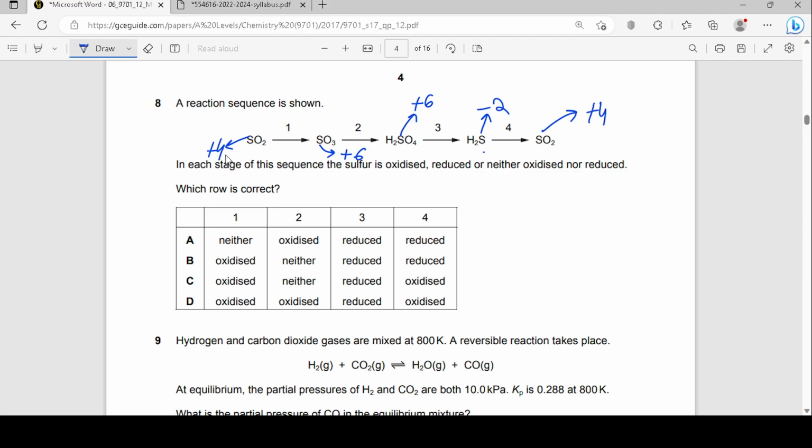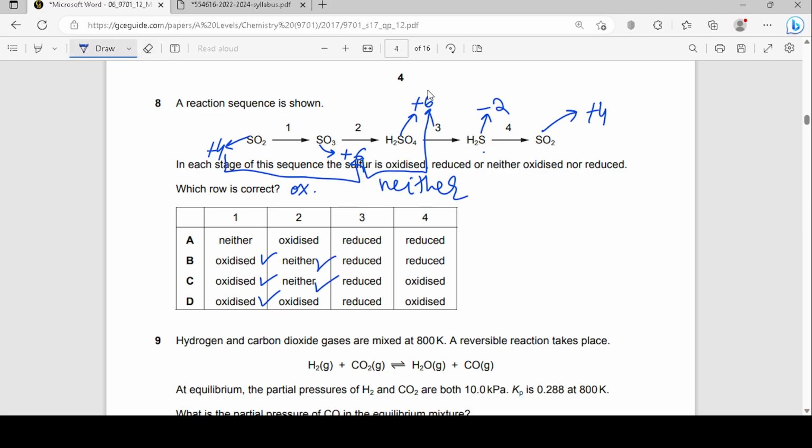So stage 1 is going from +4 to +6. +4 to +6 is an increase in oxidation number, and if it's an increase in oxidation number, it's oxidation. So it's either B, C, or D. We can already eliminate option A. Then in stage 2 it's going from +6 to +6, which is no change really. So it's neither oxidation nor reduction, so I'm just going to write it as neither. And so it's going to be either option B or option C now.